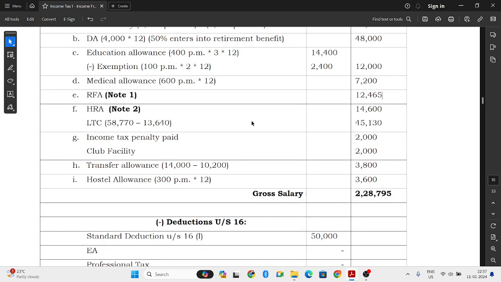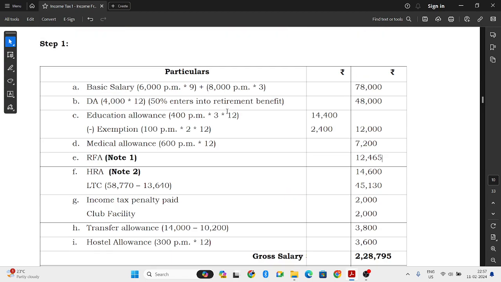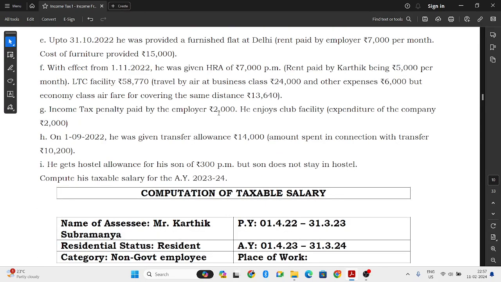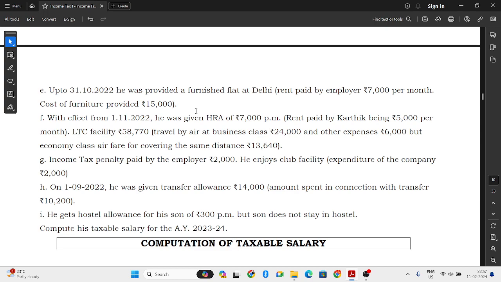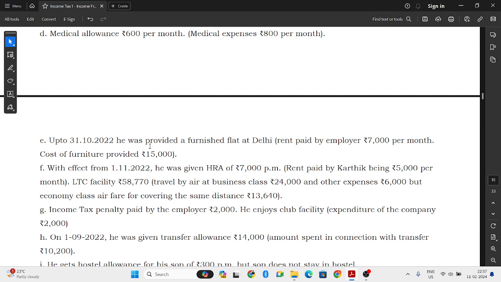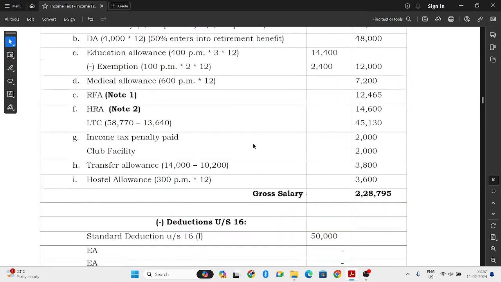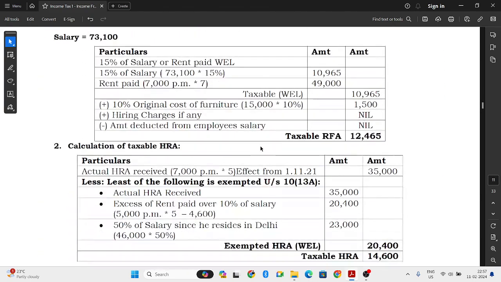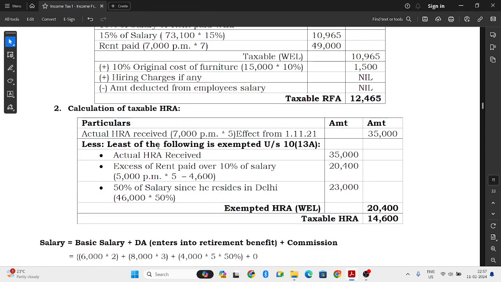12,465 plus HRA. HRA is house rent allowance. So let us check here. Yes. So he was given HRA of 7,000 per month. The rent paid by Karthik is 5,000 per month. So with effect from 1 November 2022, for 5 months he has got HRA: November, December, Jan, Feb and March. 5 months. So 7,000 per month into 5 months, that is 35,000.